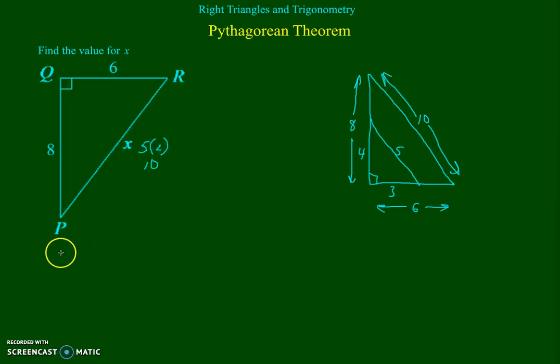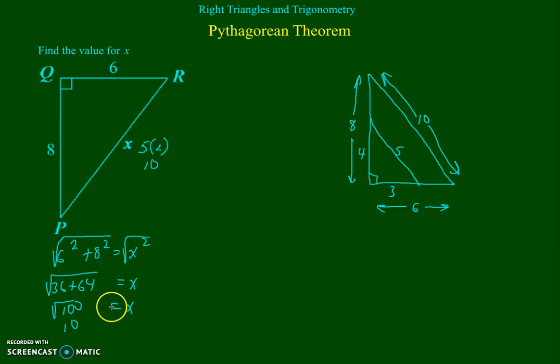And if we want to verify that, 6 squared plus 8 squared equals x squared. We take the square root of both sides. x equals the square root of 36 plus 64. 36 plus 64 is 100. So the square root of 100 is 10. And that's what x is, 10.